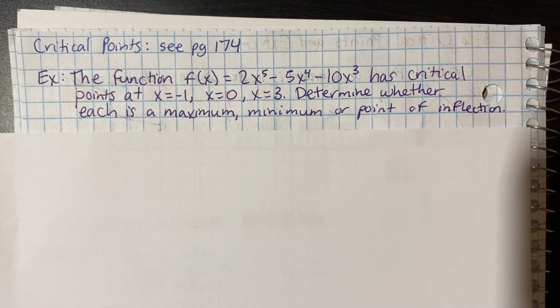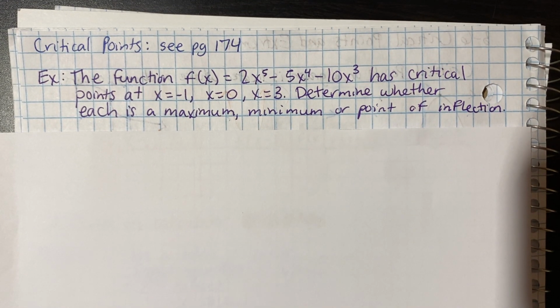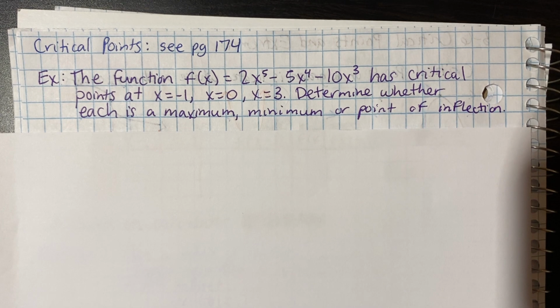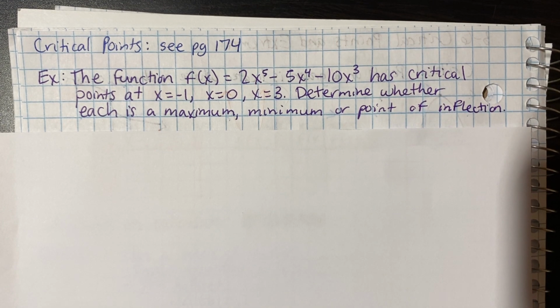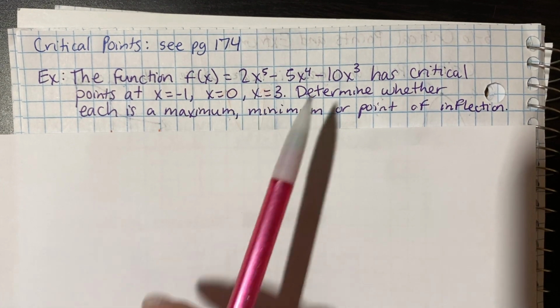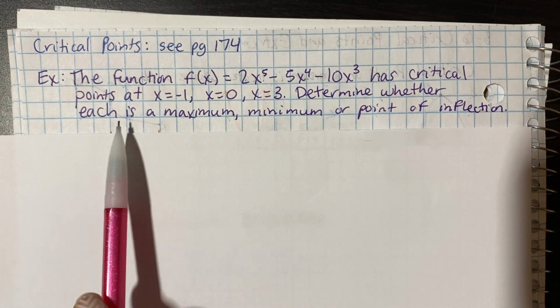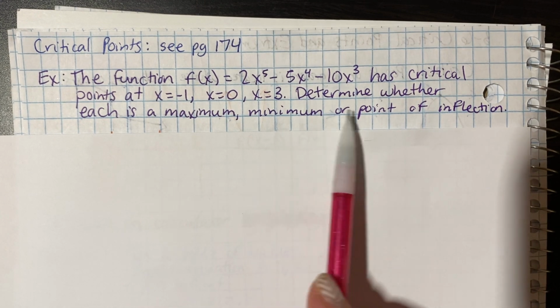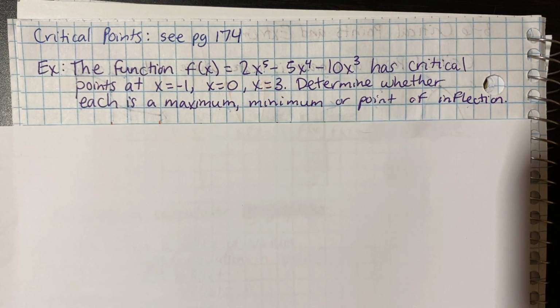So, it says the function f of x equals 2x to the fifth minus 5x to the fourth minus 10x cubed has critical points at these locations: x equals -1, x equals 0, x equals 3. Determine whether each is a maximum, minimum, or point of inflection.